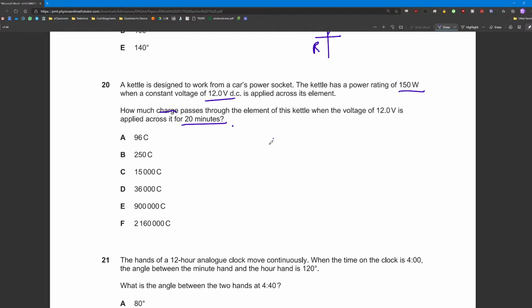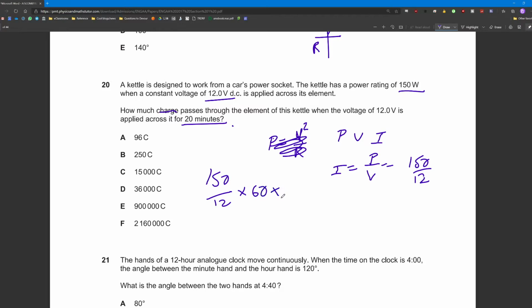Okay, so P is V squared over R. Or really, no, we have P, V, and we want I. So I is P over V, which is 150 over 12. And then that's for 20 minutes. So 150 over 12 times 60 times 20. 60 and 12 cancel to get just 5. 150, 5 and 20 cancel to get 100. And what's 100 times 150? Well, 150 times 100 is 15,000 coulombs.